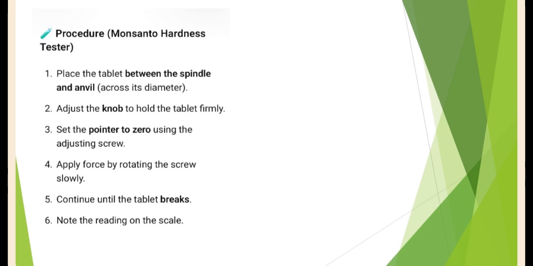Monsanto hardness tester. Place the tablet between the spindle and anvil, that means across its diameter. Adjust the knob to hold the tablet firmly. Set the pointer to 0 using the adjusting screw. Apply force by rotating the screw slowly. Continue till the tablet breaks. Note the reading on the scale.